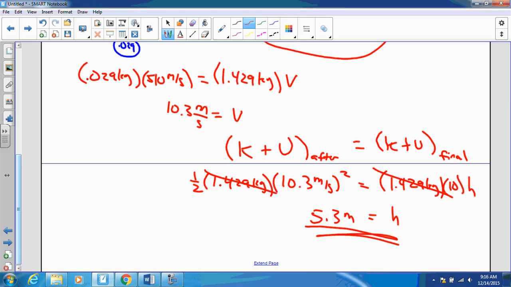Which is fairly impressive. But I want you to notice how profound this is, because since the masses cancel out, what that tells me is that any object that is moving vertically with a speed of 10.3 meters per second will rise to a height of 5.3 meters. Whether it's a flea or an elephant, as long as air resistance is negligible. I guess it wouldn't be a flea. But as long as air resistance is negligible, then any object with this speed will rise to that height.